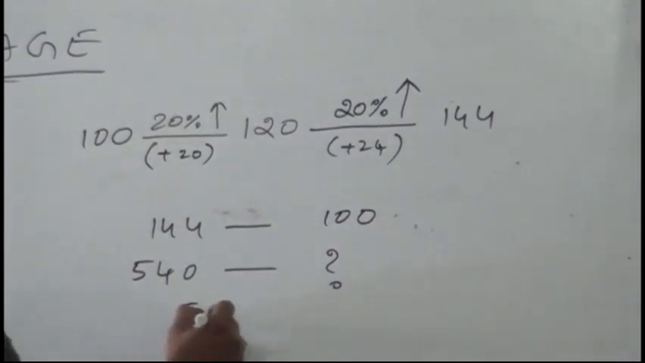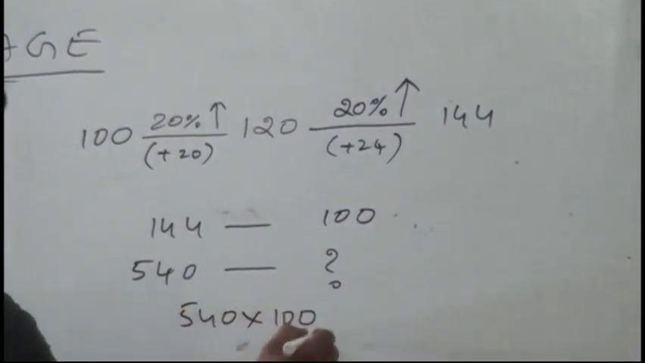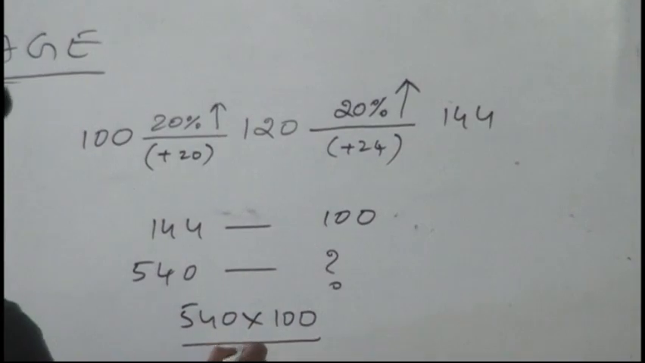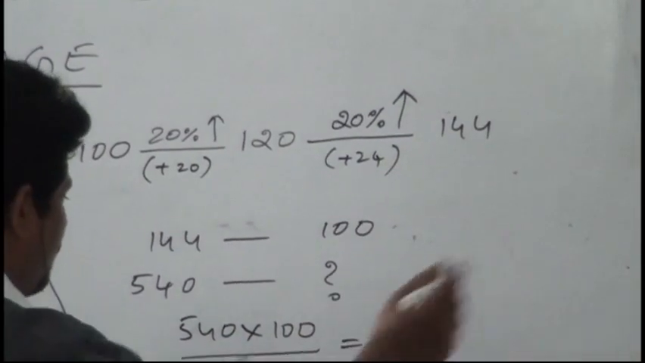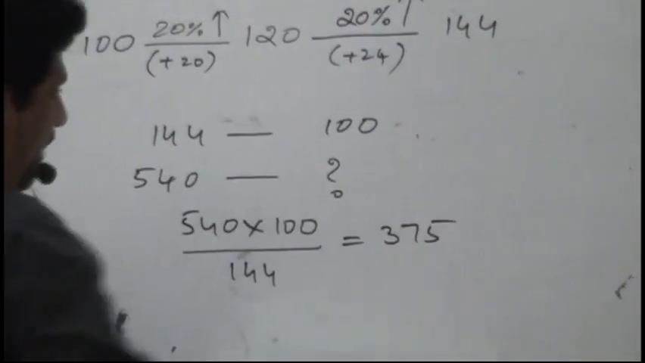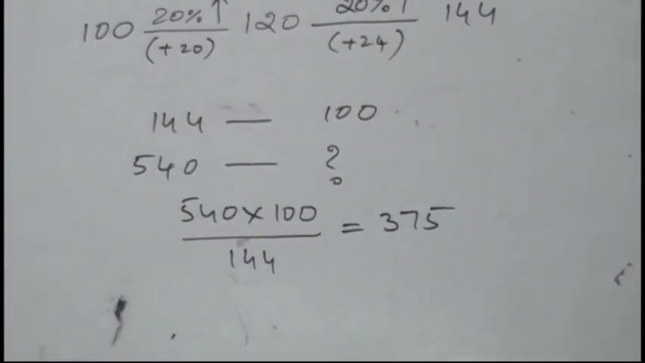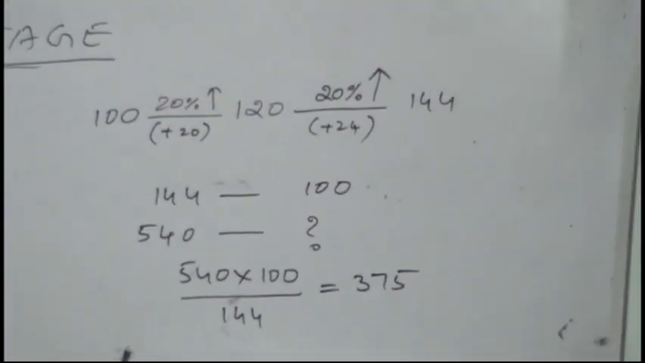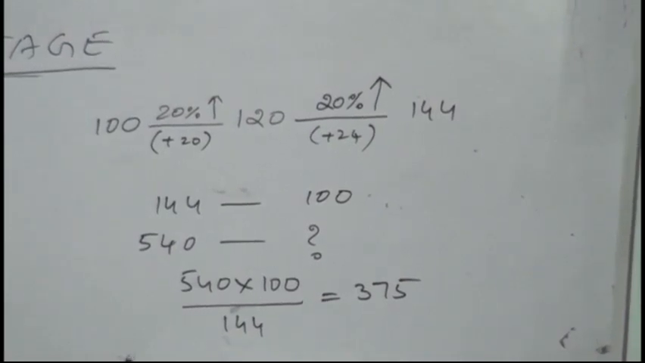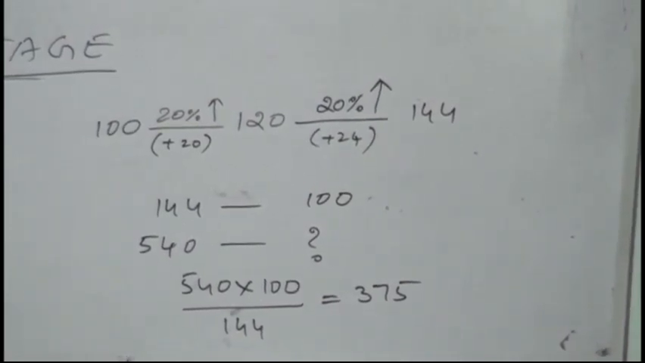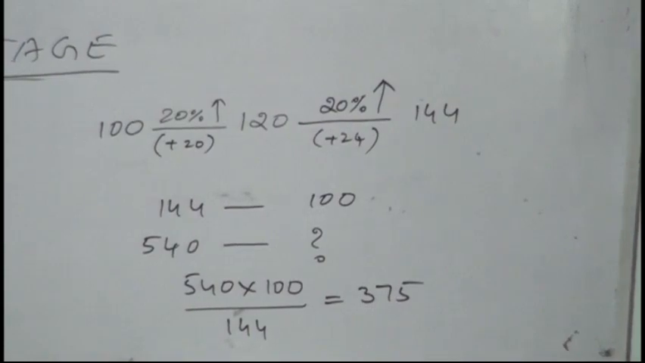So calculate 540 into 100 by 144. How much is this? 375. This is one method. Now there are many methods to solve problems, right? I'll tell you one more technique here.